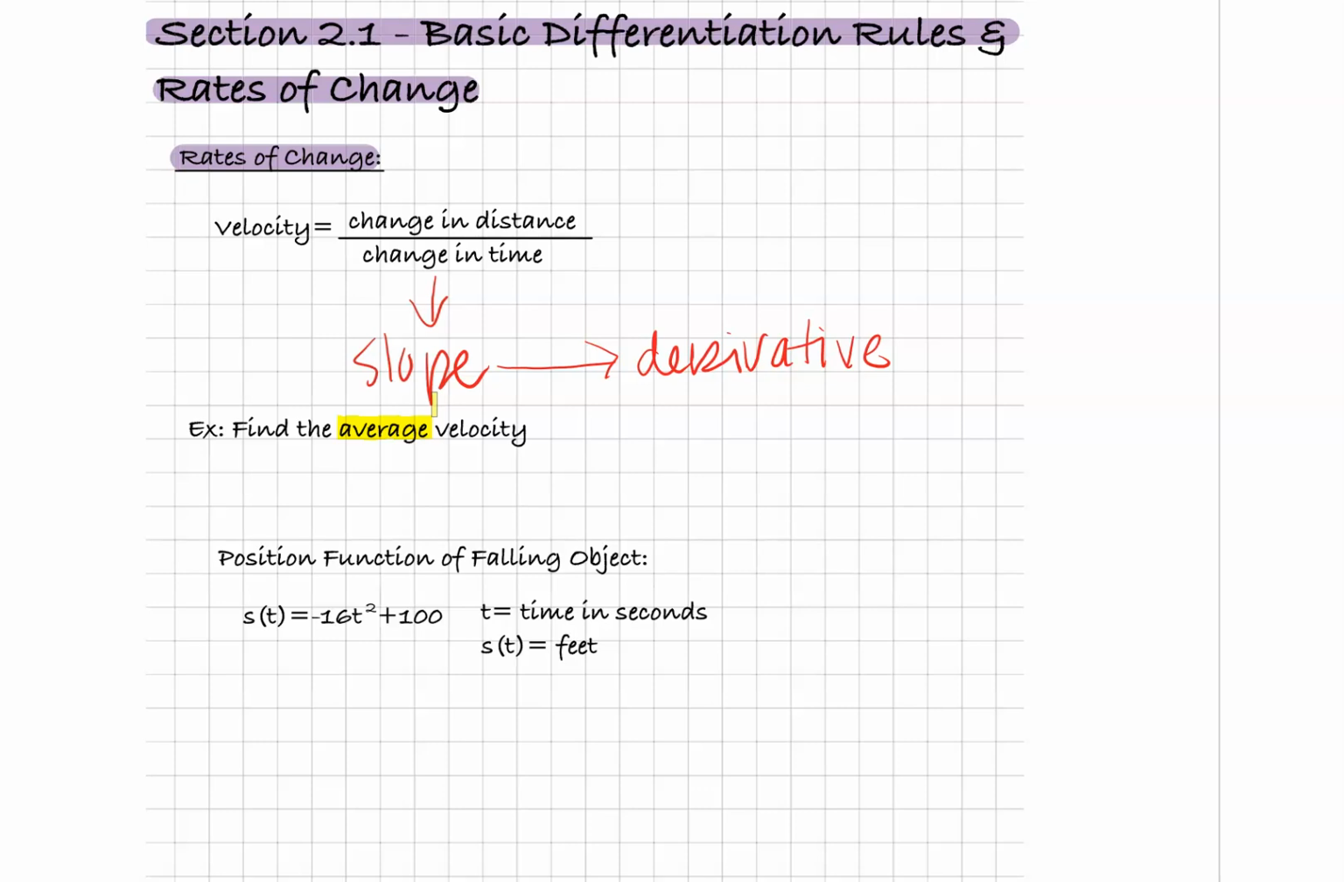So if I'm looking at the average velocity, that's going to have me go back to my algebra. M equal to y2 minus y1 over x2 minus x1. And so if I'm looking at the position function of a falling object, say s of t equal to negative 16t squared plus 100. So kind of interesting. The negative 16t squared is you accounting for gravity. Your t is your time in seconds, and s of t is your feet.